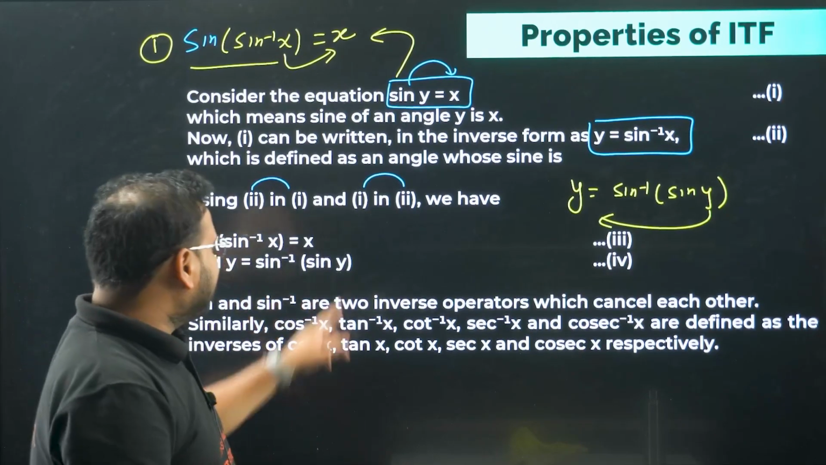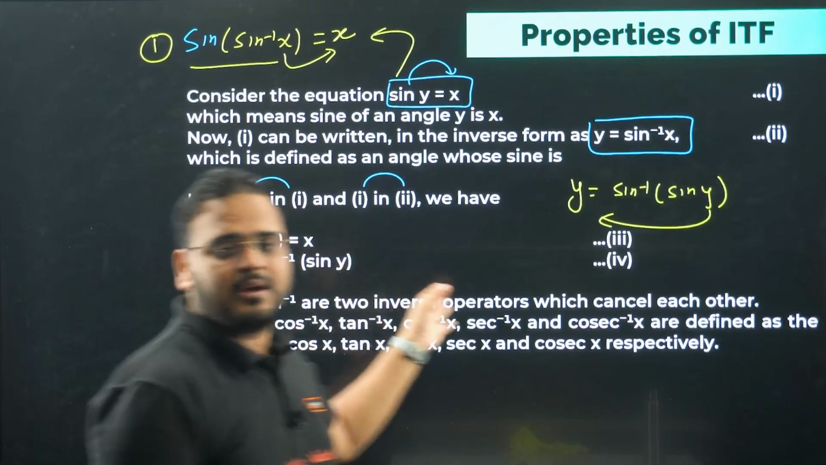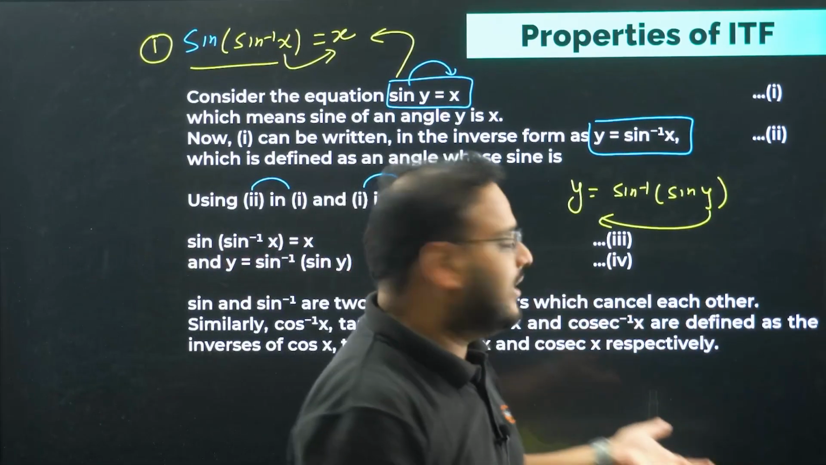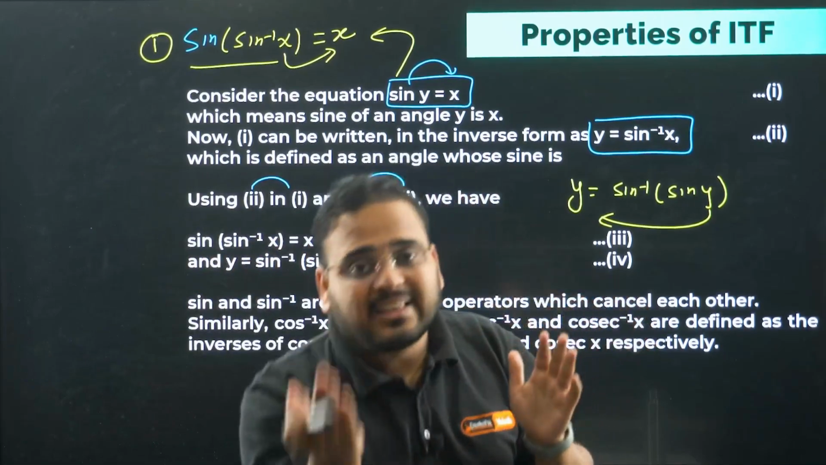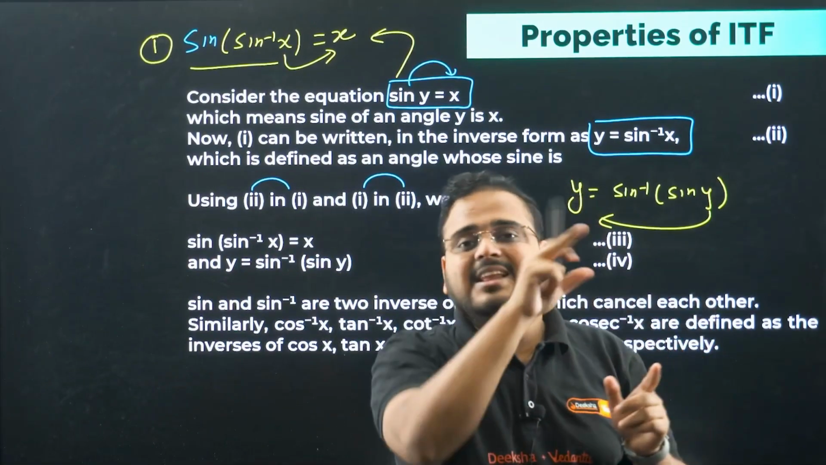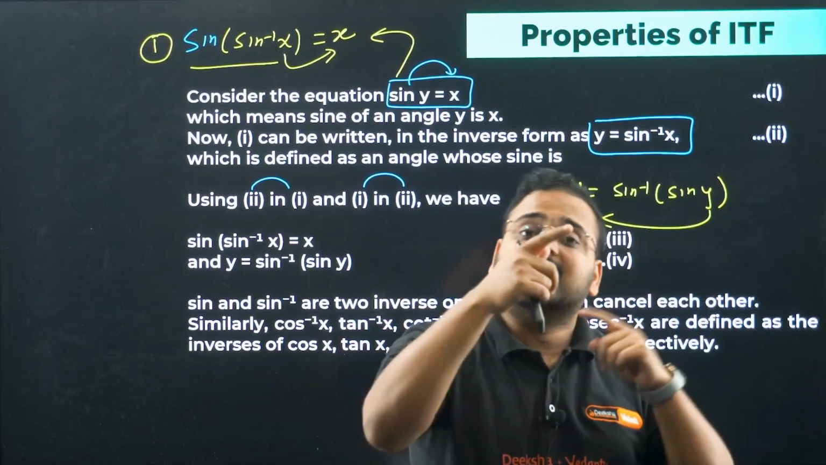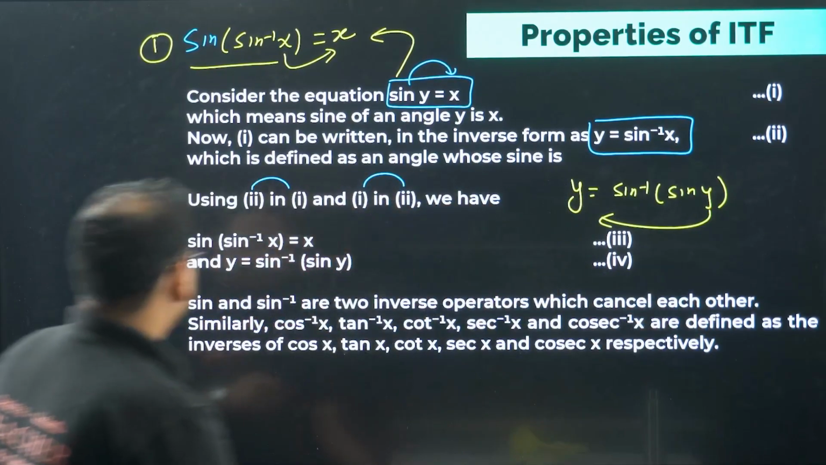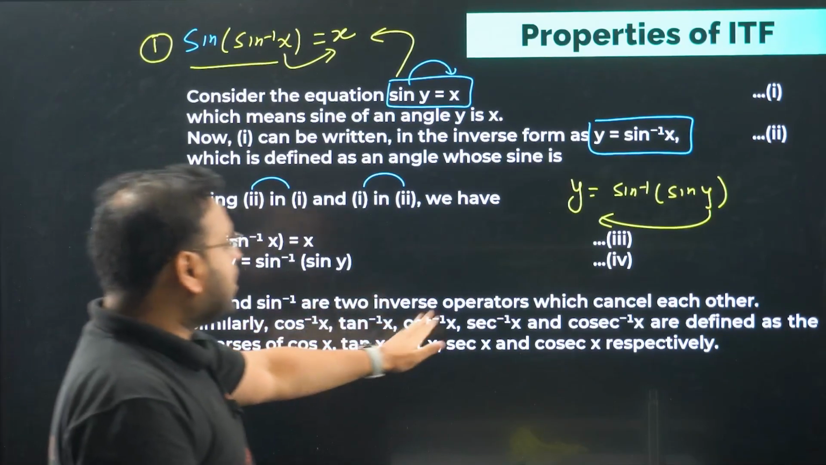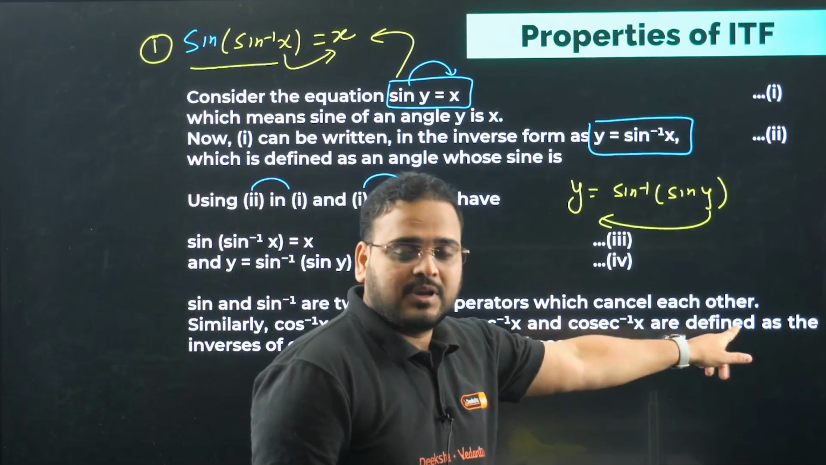Okay, I can write x here also, any variable. The property is whether you operate sine on sine inverse or sine inverse on sine, they'll cancel each other. Reason? They're inverse functions, right? So the effect will be cancelled out. Sine and sine inverse are two inverse operators which cancel each other.